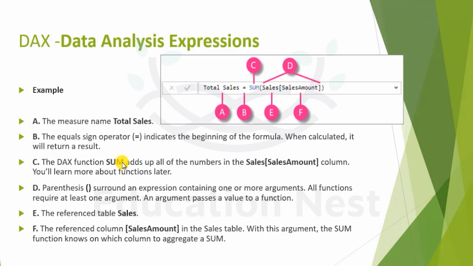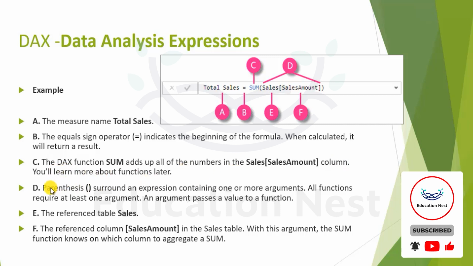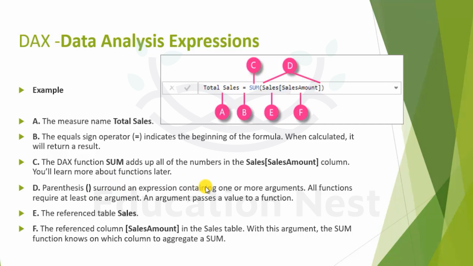The DAX function COLUMN SUM adds up all the numbers found in the Sales Amount column, right? You will learn more about functions later on. Parenthesis is given to surround an expression containing one or more arguments. Some functions take one argument. In the programming world, all functions have parentheses, and if there are arguments to be passed, those are contained in that parenthesis. So that's why parentheses are important.